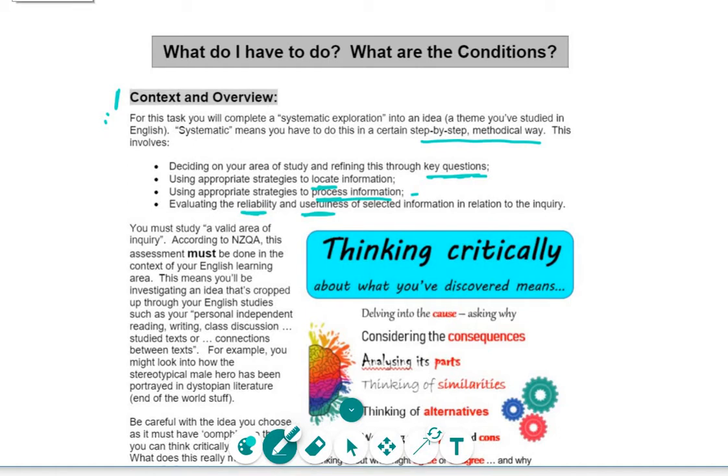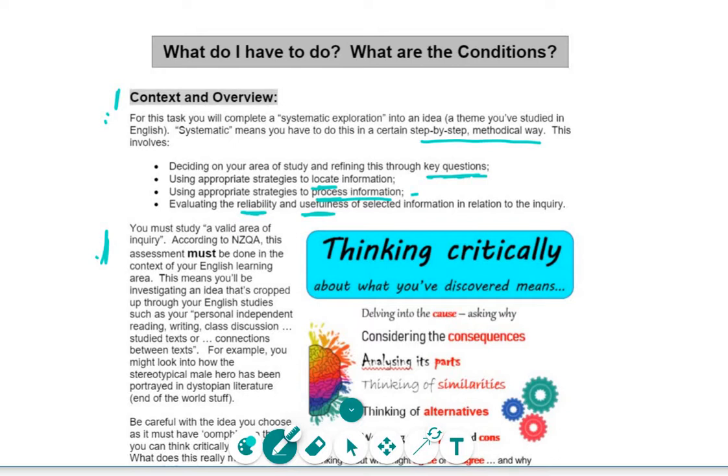Okay, evaluating the reliability and usefulness of selected information in relation to the inquiry. So NZQA wants to find out if you are able to choose information that is valid. You're not just going to some crazy person's website and assuming that everything that they say is real. Okay, we're looking out for fake news, as the key term is these days. Okay, you must study a valid area of inquiry.